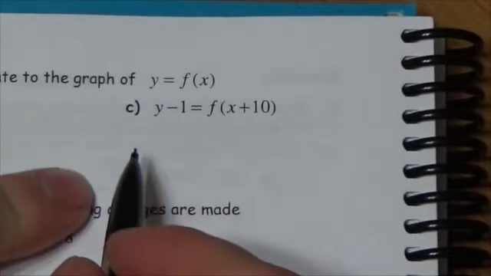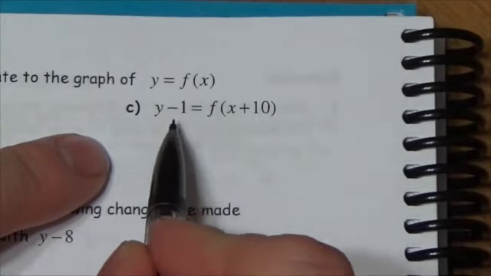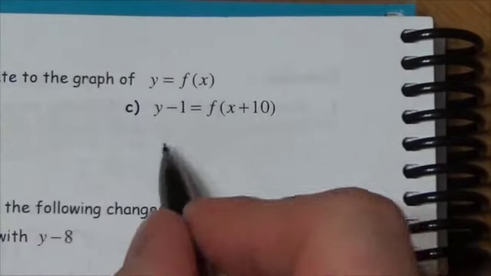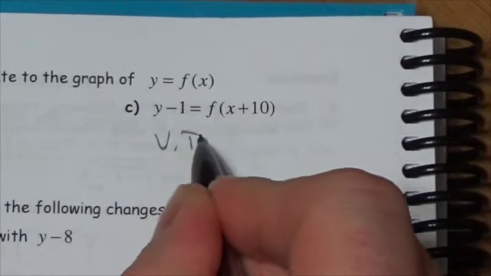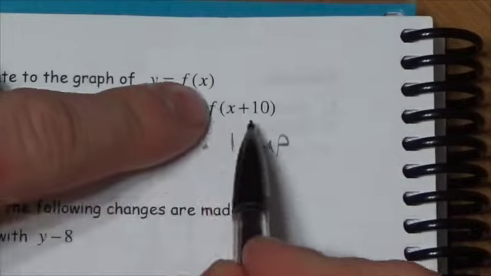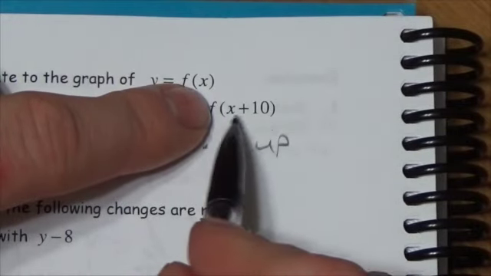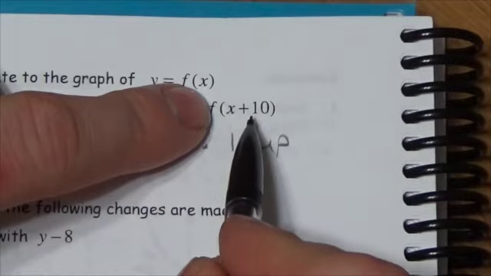In this last one right here, okay, we've got a couple things going on. If I was to get y by itself here, I'd have to add 1 to both sides. So there's my vertical translation of 1 up. And then inside the function, again, this is where my horizontal translation happens. And to get x by itself here, I'd have to subtract 10.